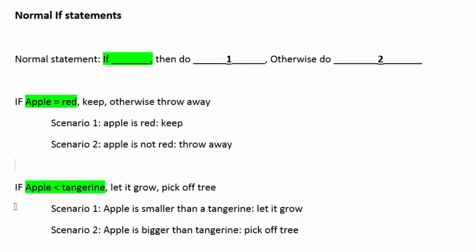Another basic example, if an apple is smaller than a tangerine, we're going to let it grow. But if an apple is not smaller than the tangerine, we're going to pick it off the tree. So again, one condition, two scenarios.